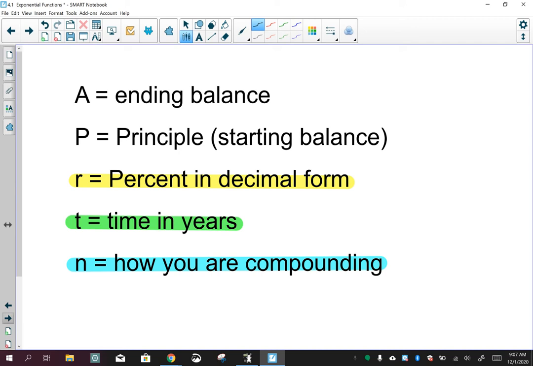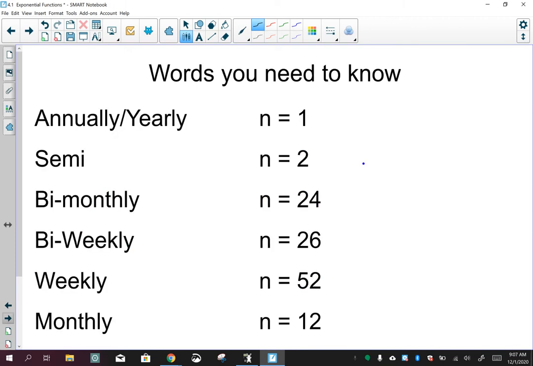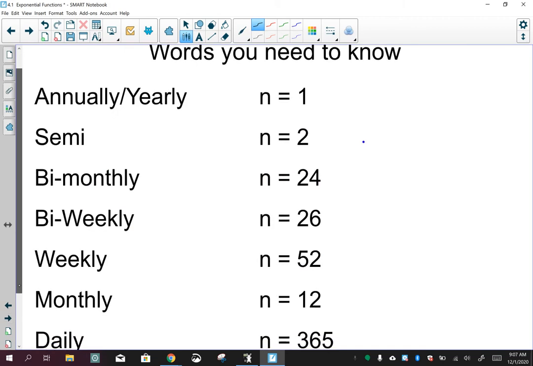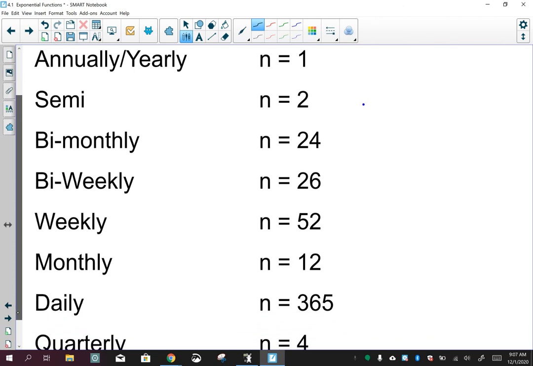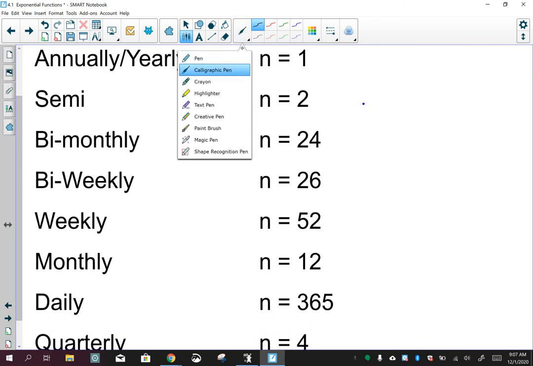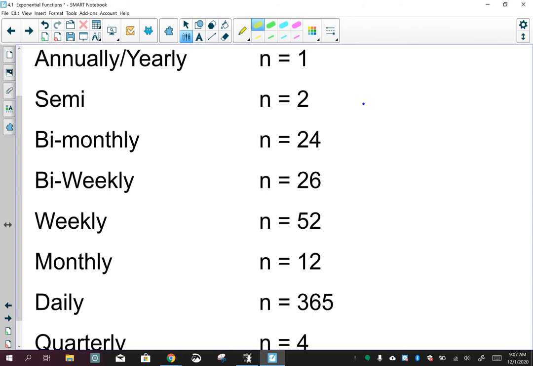Your N is how you're actually going to be compounding. So there's some key words that you're going to need to know and understand. These are your key words when you talk about compounding. Primarily the ones that you are going to be using will be quarterly, monthly, and weekly. They will use some of the other ones, but your main three for the context of these problems that you're coming up on are going to wind up being these.